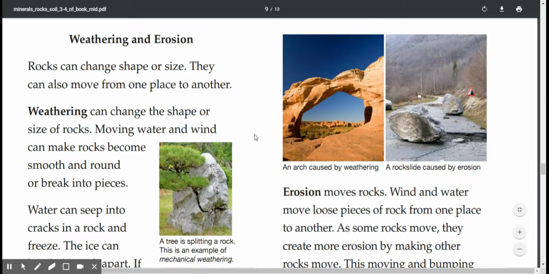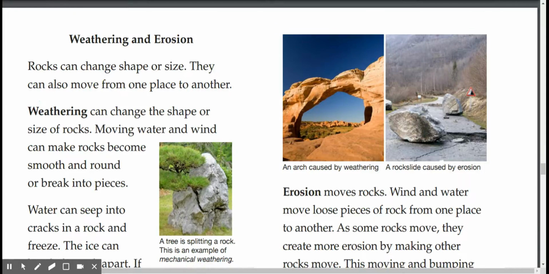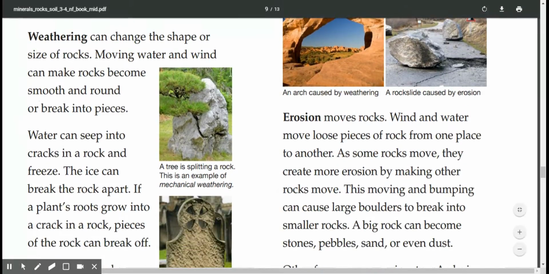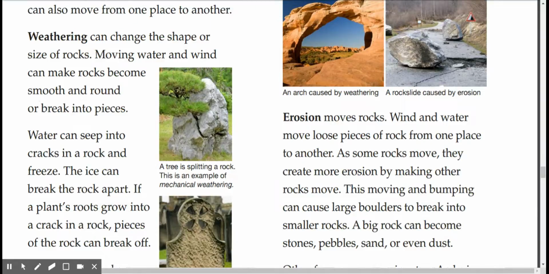All right, weathering and erosion. This part of the chapter should be familiar. Rocks can change in shape or size. They can also move from one place to another. Weathering breaks down rocks, changes their shape and their size. Moving water and wind can make rocks smooth and round or break them into pieces, just like when you sand something, it makes it smoother. Well, wind and water can basically sand those rocks, make them smoother, break them up.